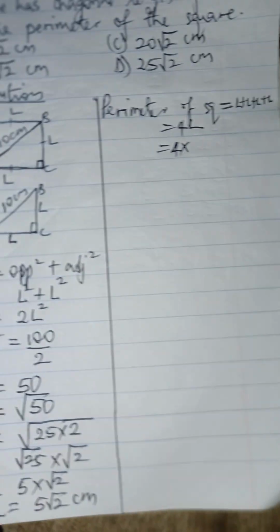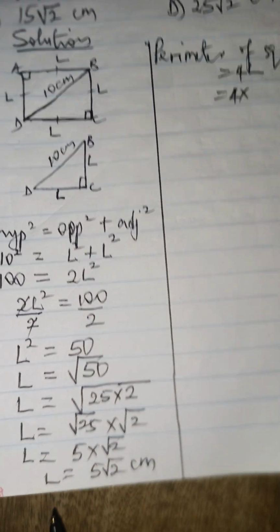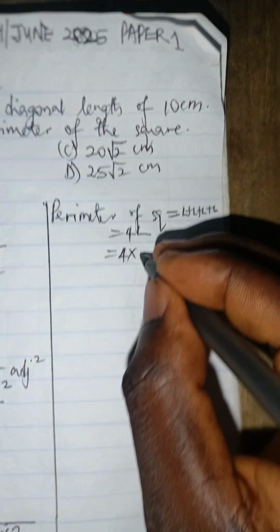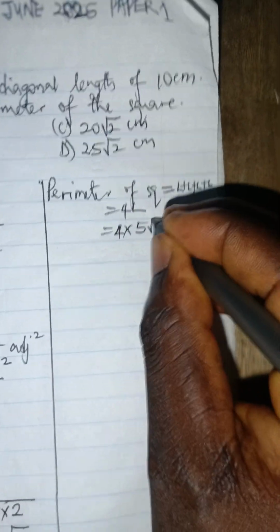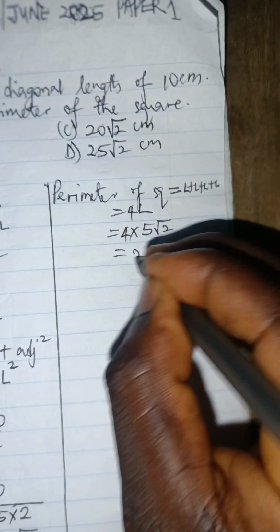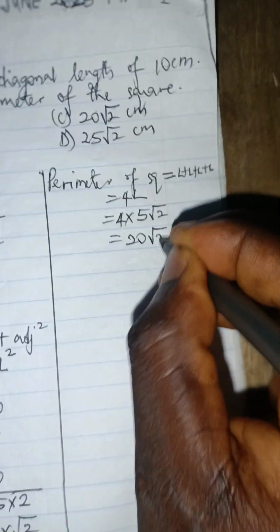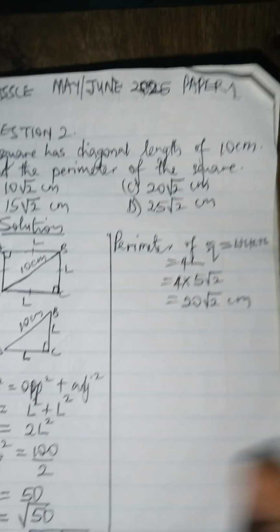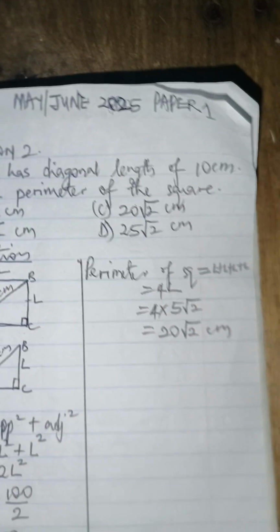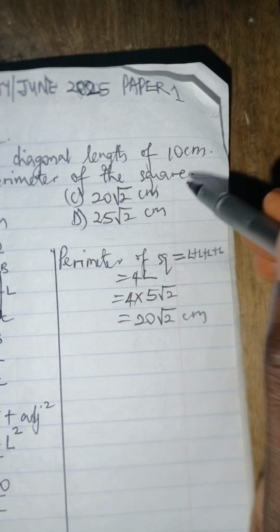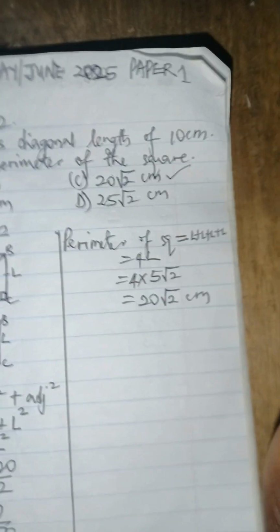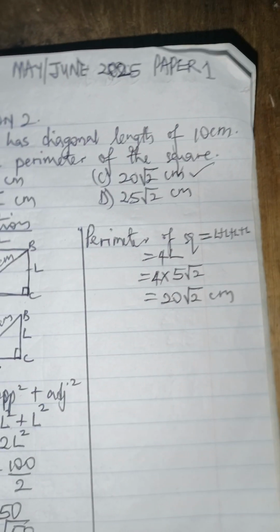L is the length, which we have calculated here, and that is 5 root 2. So we have 4 times 5 root 2, and that will give us 20 root 2 in centimeters. That is the perimeter of the square, and that makes option C correct. That is one way to solve this.